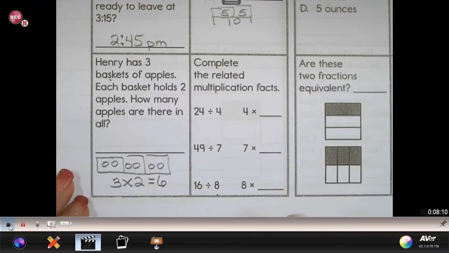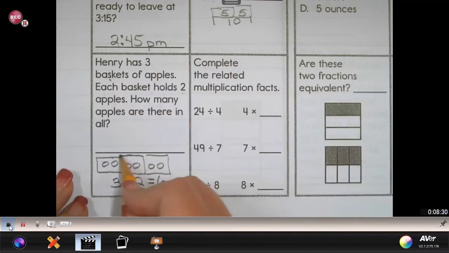Now, on the back of this, you're going to write your response with, Henry will have 6 apples because if you have 3 groups of 2, you can add 2 plus 2 plus 2, and that will give you 6. Somehow write your response to your thinking.